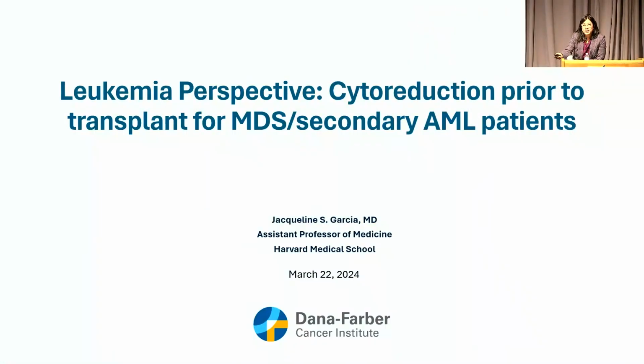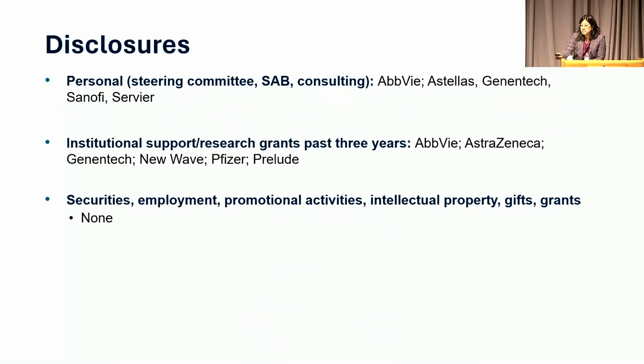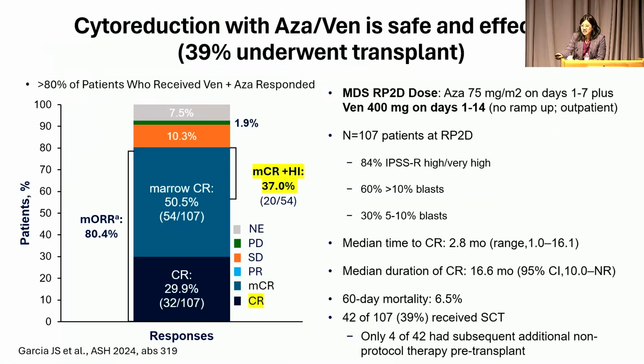So I'm going to present the leukemia perspective. These are my disclosures. We'll skip this, you know the cases. We've already heard from Dr. Abaza a summary of the phase 1b MDS trial with azacitidine venetoclax showing that it's safe and effective. Nearly 40% were able to be consolidated with transplantation.